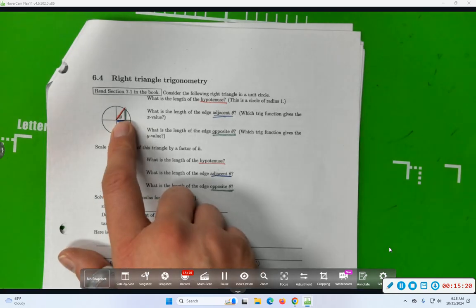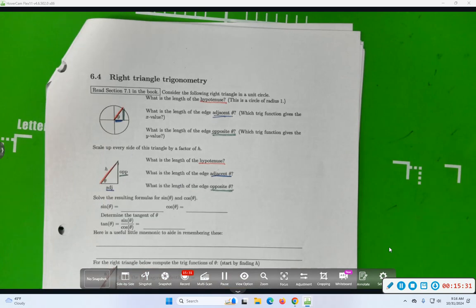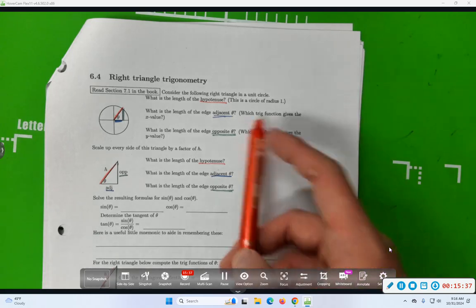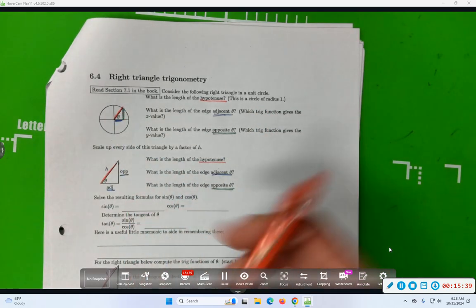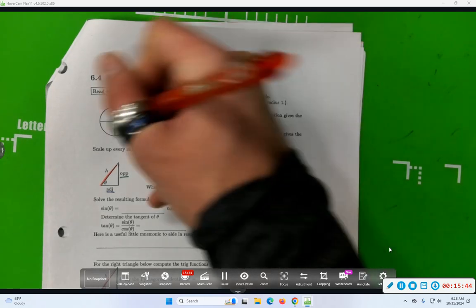So here is a right triangle, but it's built into a unit circle. So what's the length of that hypotenuse of that right triangle? 1, right? The radius of the circle is 1, that orange length is a radius. The hypotenuse is equal to 1.